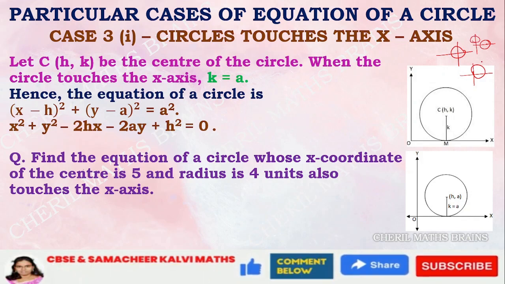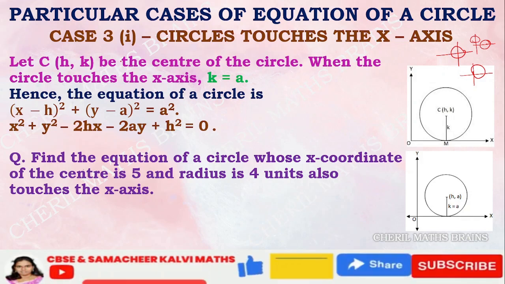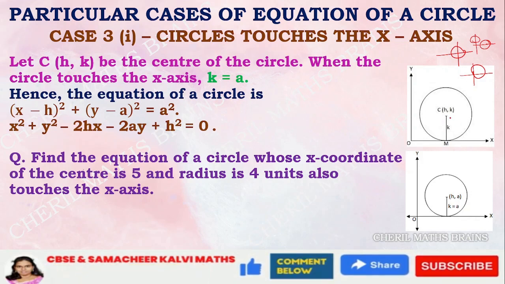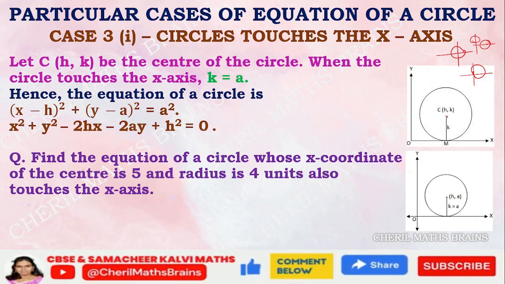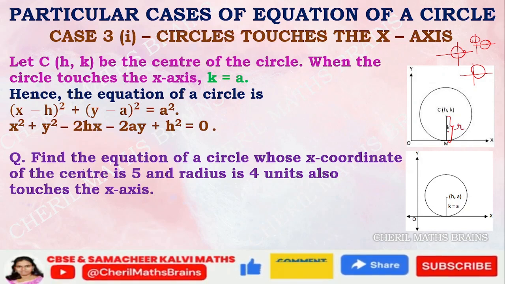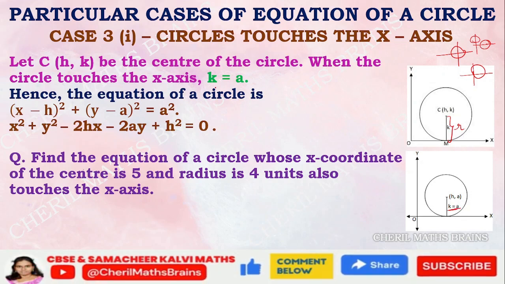Okay, so these are the cases which we saw till now. Now we are going to see the next special case, wherein the circle is going to touch the x-axis at some point. If it touches here, we can say that this distance is the radius. So our radius is k here, and we are going to take this k to be a.